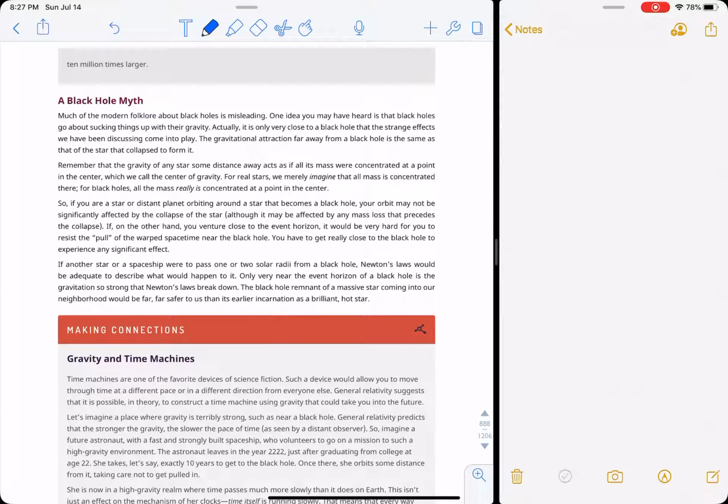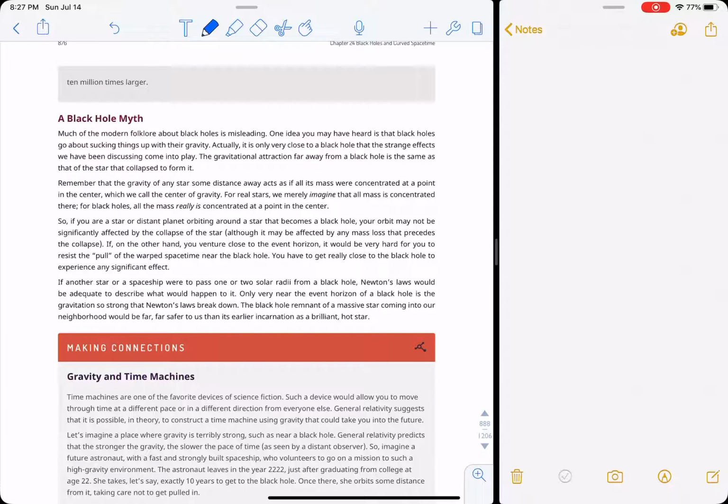It wasn't until the 60s that people started to really think of it seriously, and then we started to get some indirect evidence. And of course now we have a picture of one, which I'll definitely show you. Okay, so the black hole myth: they don't suck.